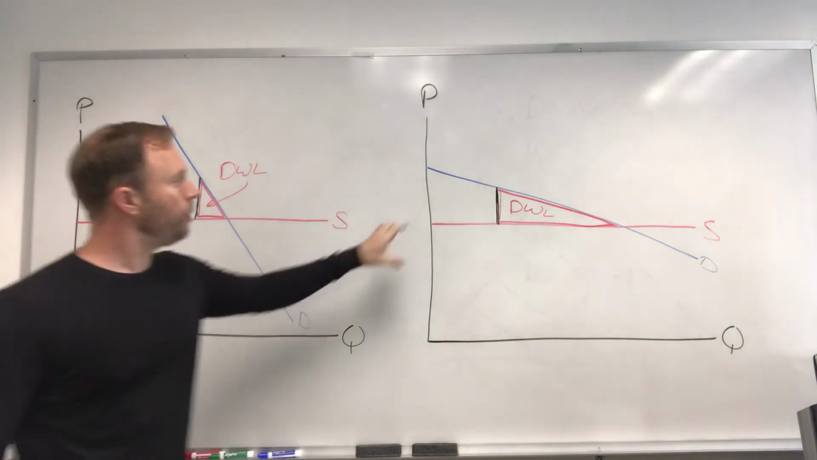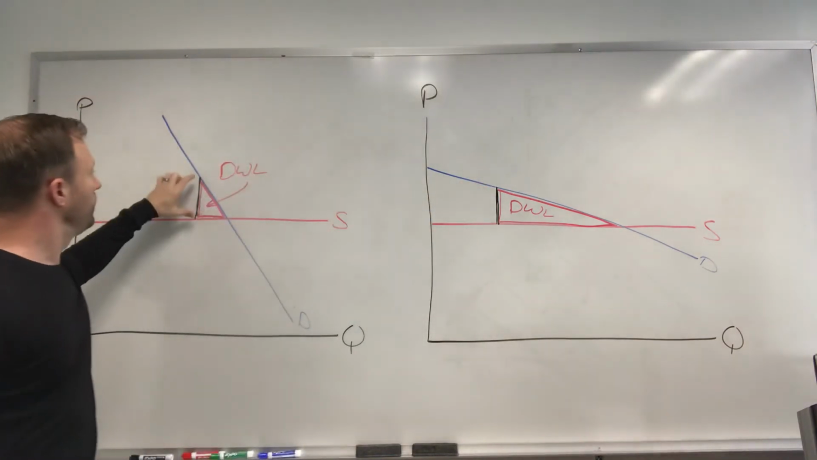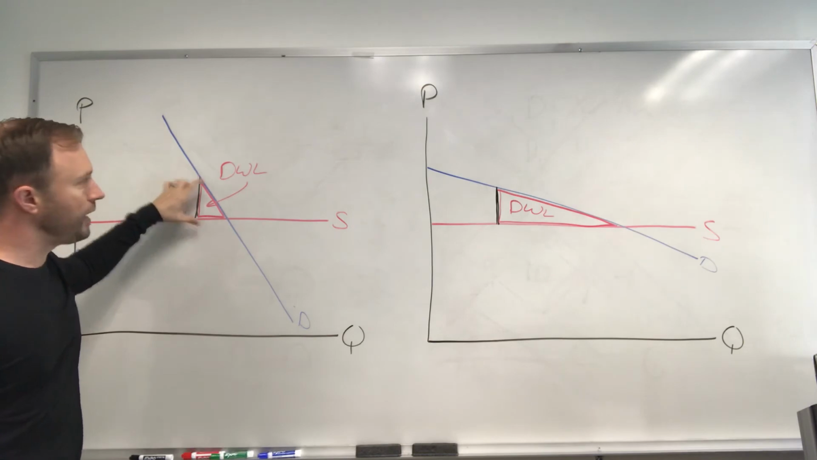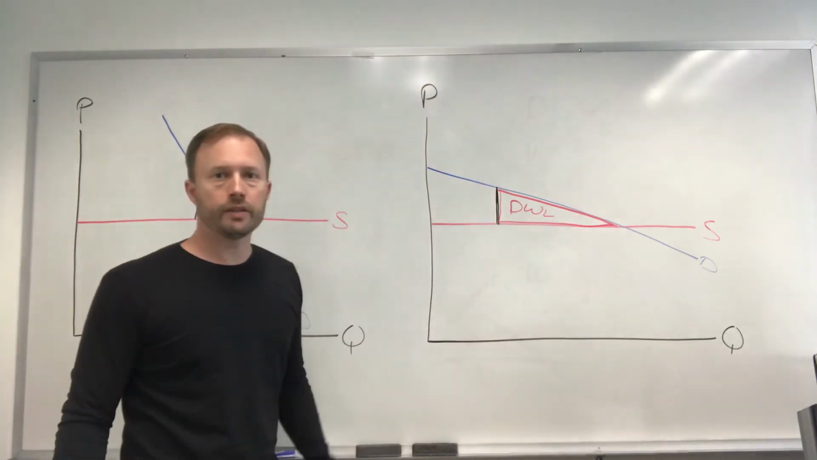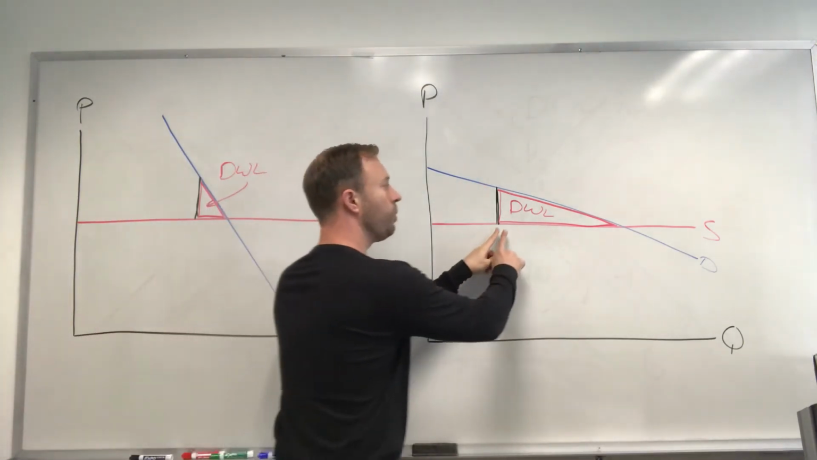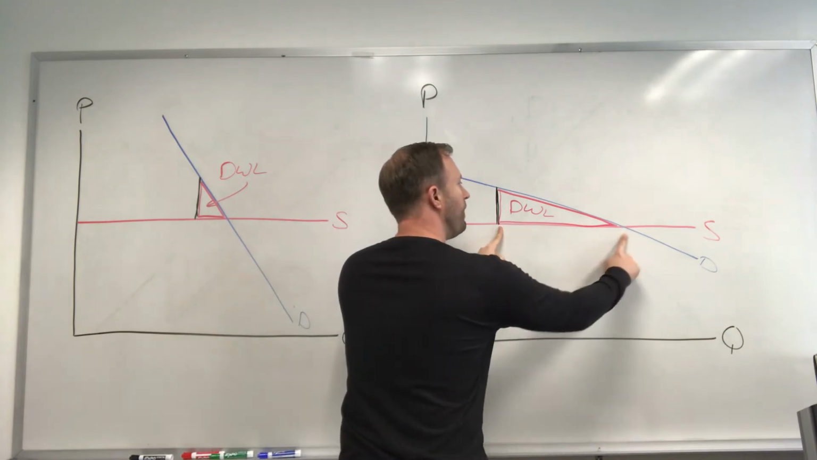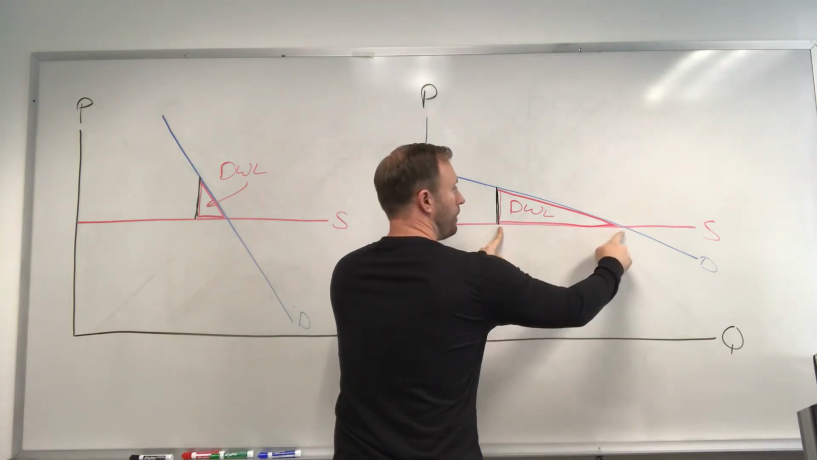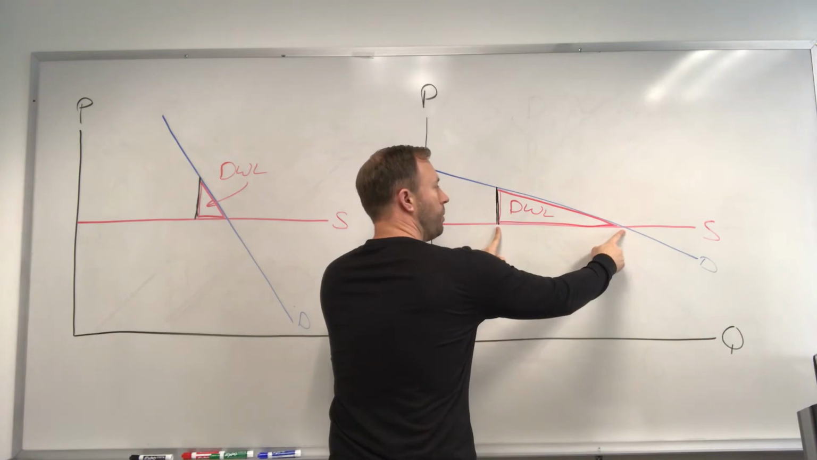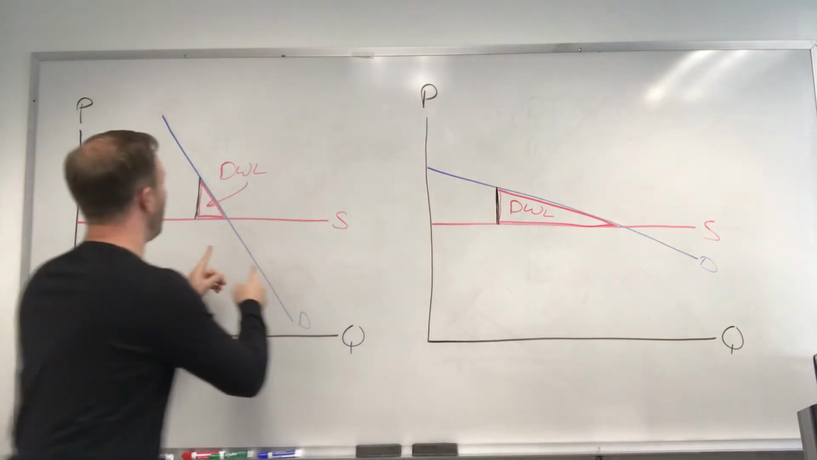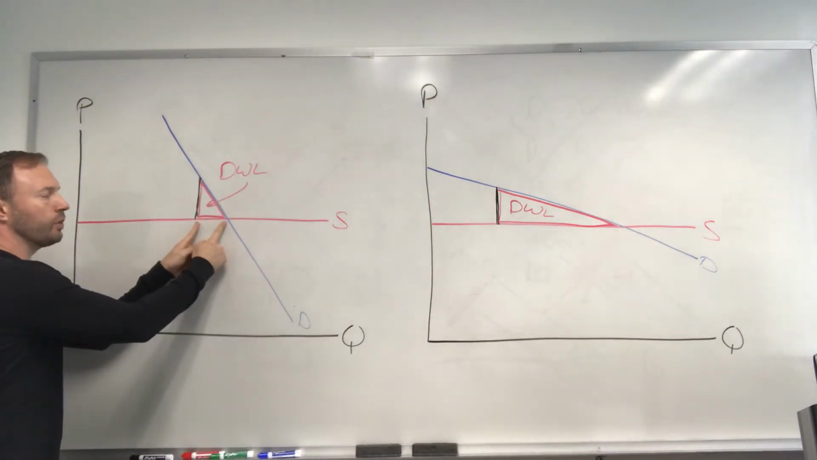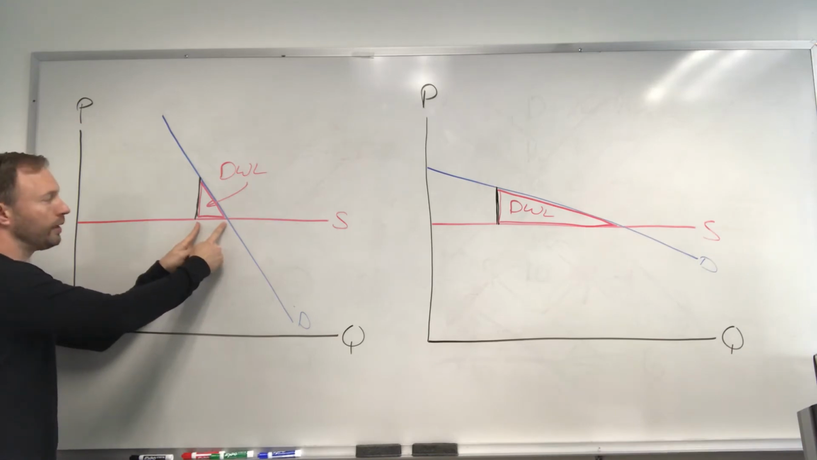Why is that the case? Well, they both have the same base, right? Because we're using the same tax wedge in both of these graphs. But here, where demand is more elastic, the height, or the length, of this deadweight loss triangle must be longer or larger than the height or the length of this deadweight loss triangle.